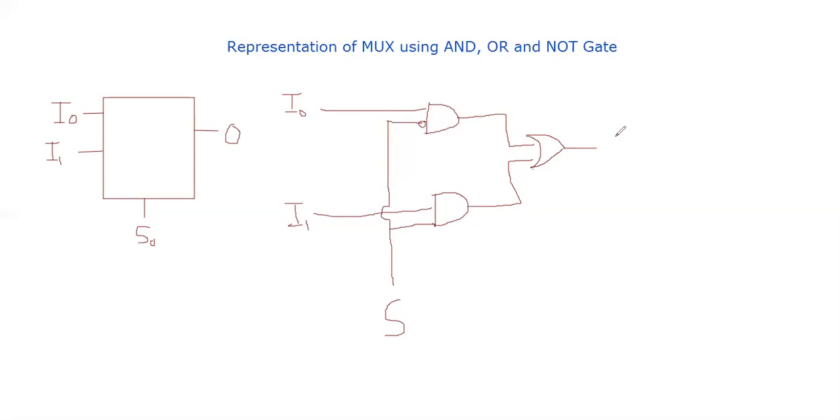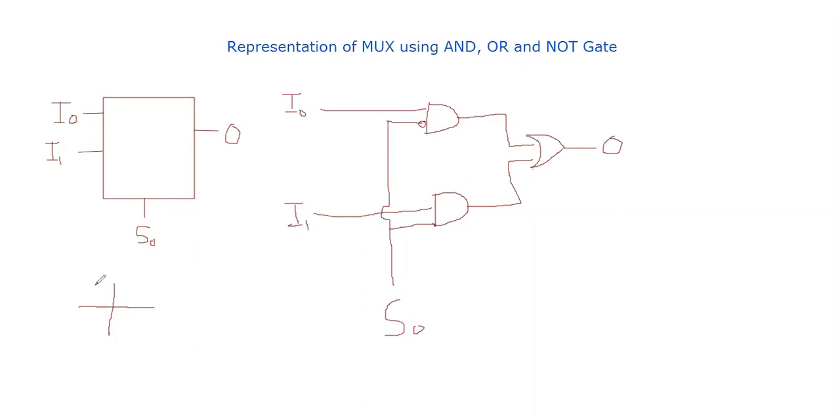This is not NOT. Okay, now let me explain why I did a NOT here and why I give the input signal directly to this lower AND gate, and in the upper AND gate I inverted it. So let me draw the truth table first.